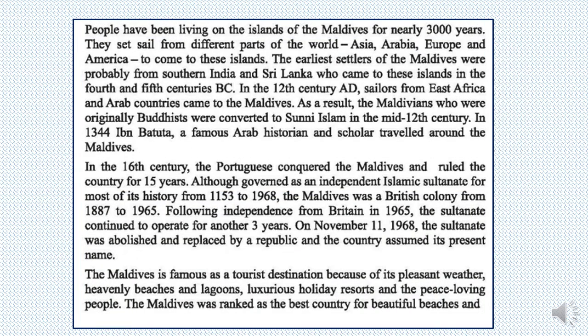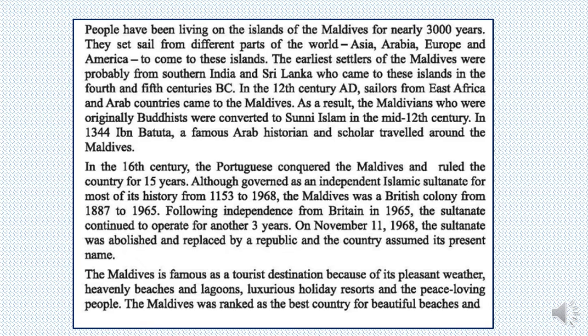People have been living on the islands of the Maldives for nearly 3000 years. They set sail from different parts of the world, Asia, Arabia, Europe and America, to come to these islands. The earliest settlers of the Maldives were probably from southern India and Sri Lanka, who came to these islands in the 4th or 5th centuries BC.